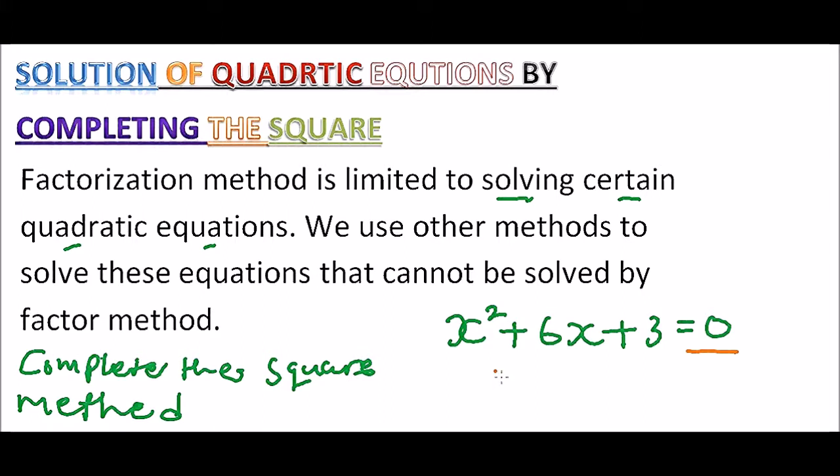In factor method, we are looking for two numbers. Let's say a plus b should give us 6, and a multiplied by b should give us the constant, which is 3. There are no two numbers that can satisfy this condition, so we cannot use the factor method. Therefore, the factor method cannot be used to solve this quadratic equation. So let's apply the complete the square method and solve this quadratic equation.